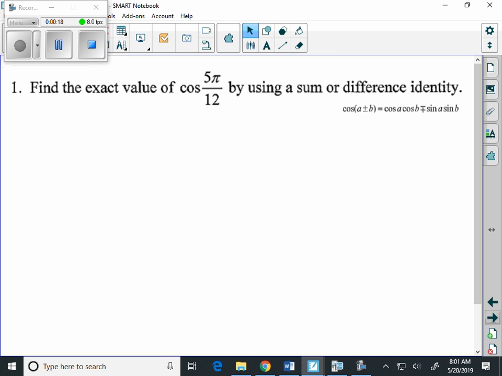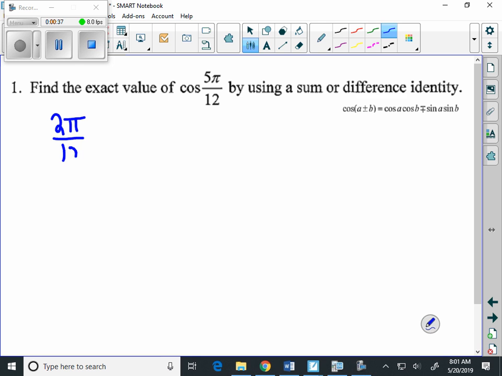As we look at the first problem here, it says find the exact value of cosine of 5 pi over 12 by using sum or difference identity. So we have to figure out two values that either add or subtract to be 5 pi over 12. And when we look at this, I'm going to start with 2 pi over 12 plus 3 pi over 12, because that does add to be 5 pi over 12.